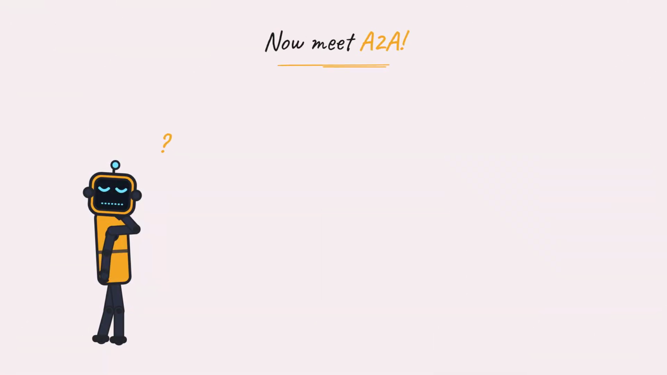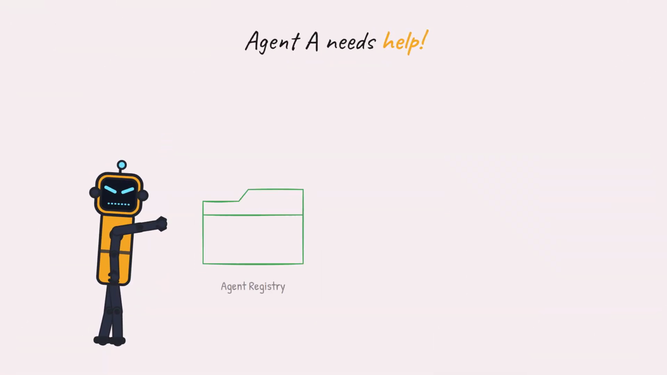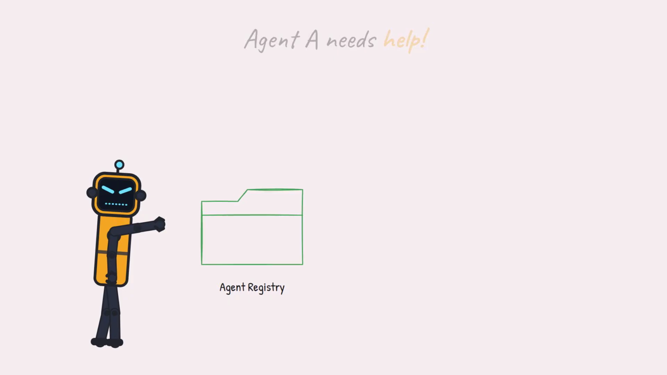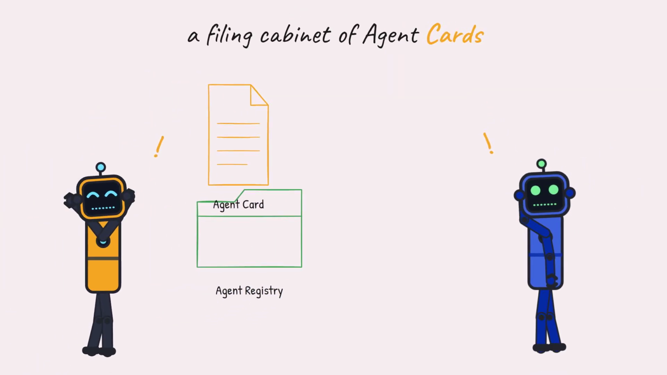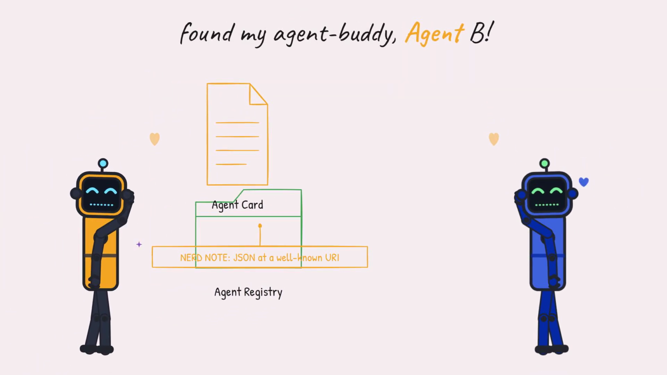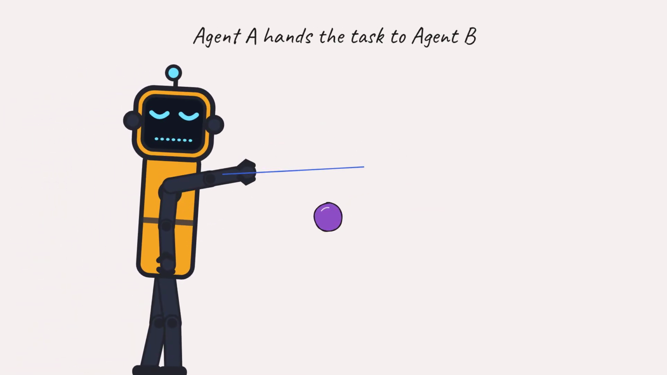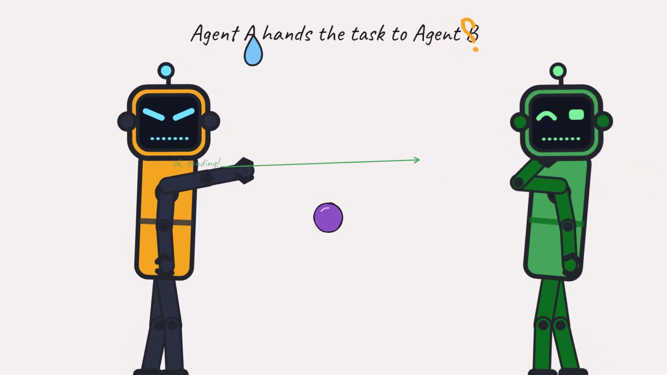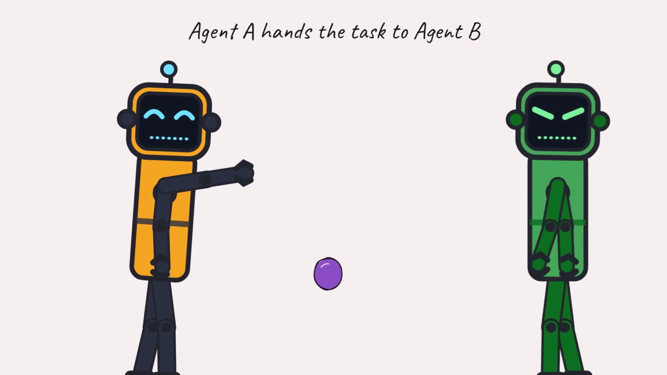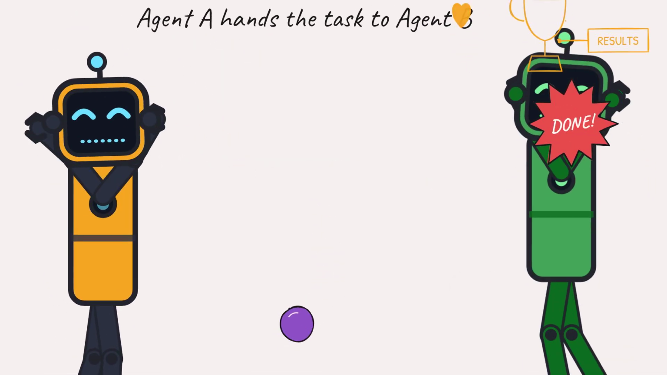Now meet A2A. Agent A needs help, so it queries the agent registry, a filing cabinet of agent cards describing what each agent can do. It pulls one out. Found my agent buddy, Agent B. Agent A hands the task to Agent B. They volley, more info needed, like a tennis rally. B finishes, holds up the results trophy, chips it back. Agent to agent, gossip included.